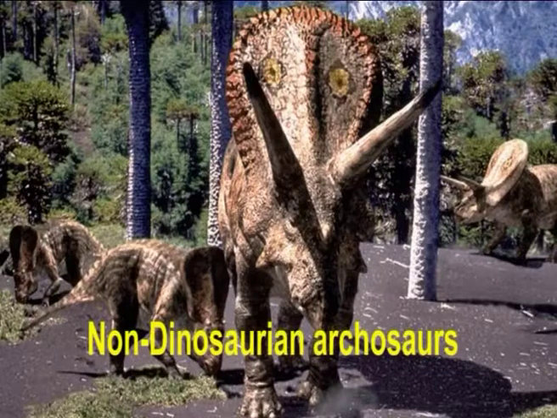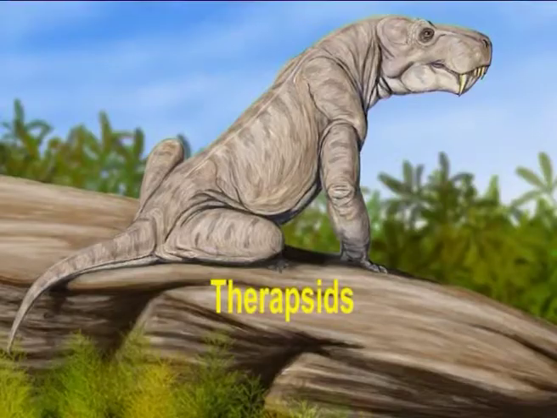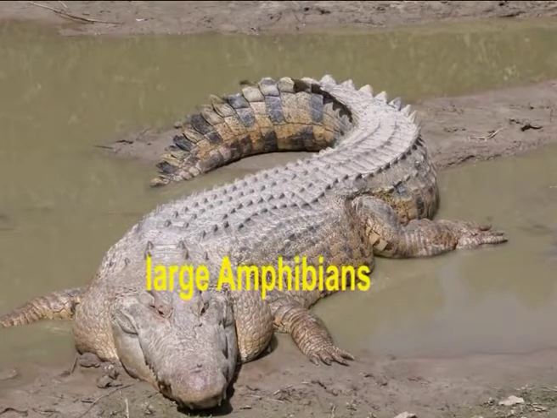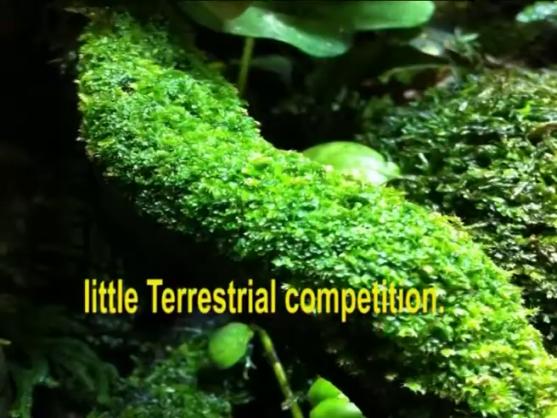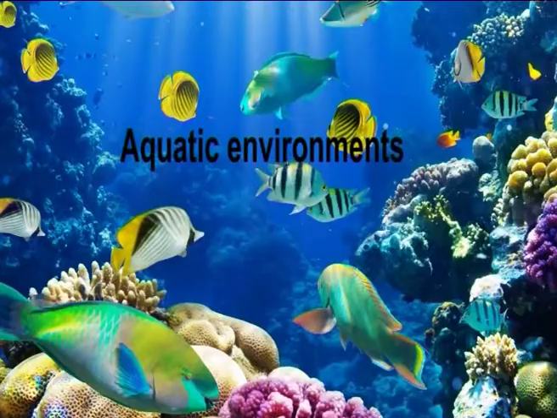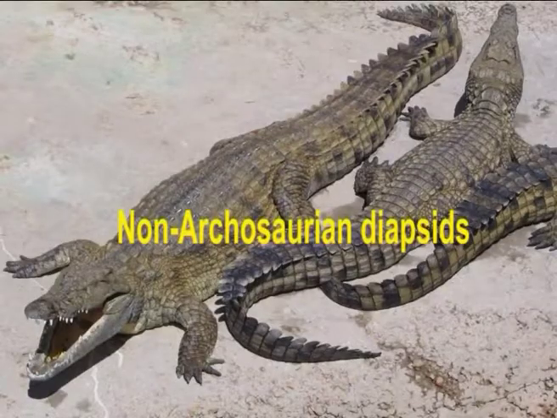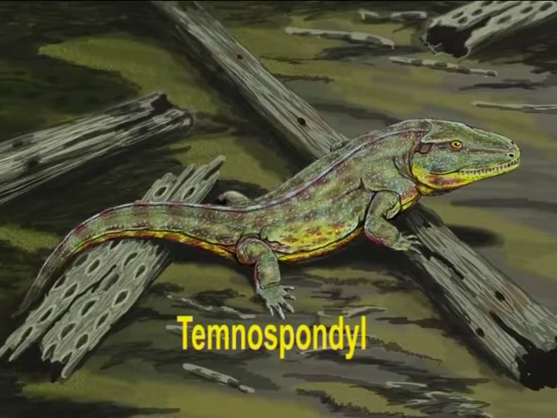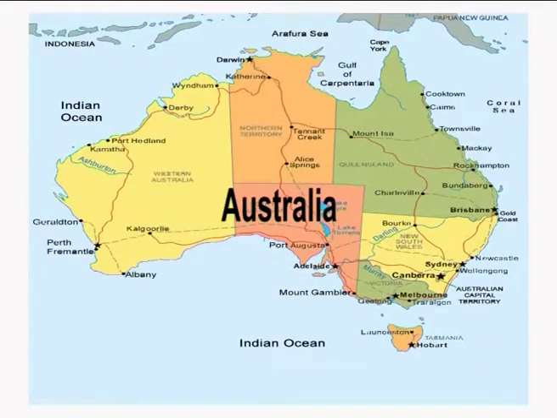Most non-dinosaurian archosaurs, most therapsids and most of the large amphibians were eliminated, leaving dinosaurs with little terrestrial competition. Non-dinosaurian archosaurs continued to dominate aquatic environments, while non-archosaurian diapsids continued to dominate marine environments. The temnospondyl lineage of large amphibians also survived until the Cretaceous in Australia.